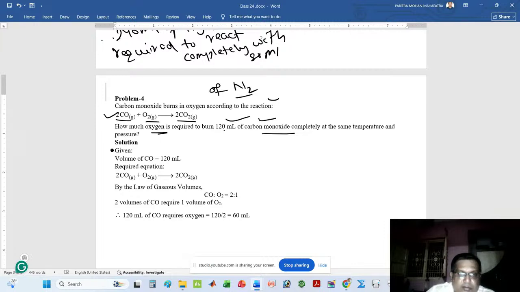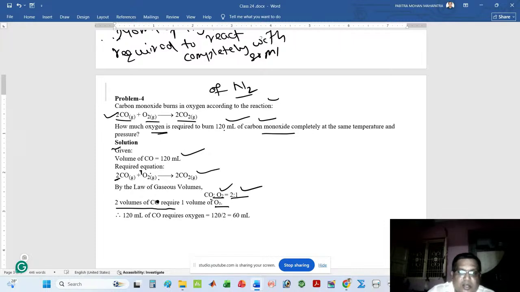Volume of carbon monoxide is 120 ml. The required equation is 2CO gas plus O2 gas gives 2CO2 gas. If you apply the law of gaseous volume, you can say that the ratio between carbon monoxide and oxygen is how much? 2:1. Look at that here. The coefficient with carbon monoxide is 2. The coefficient with oxygen is nothing, means 1. So the ratio of carbon monoxide and oxygen is 2:1. From the ratio I can say that 2 volume of carbon monoxide requires 1 volume of oxygen.